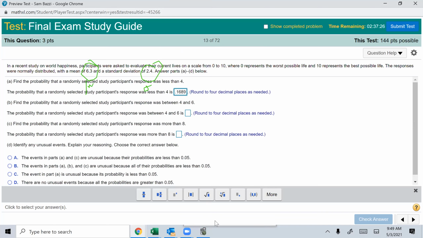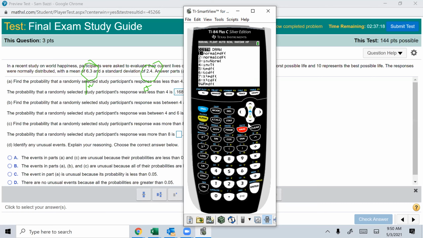Next question. What's the probability the randomly selected study participant's response was between 4 and 6? That should be very straightforward, guys. Normal CDF, 4 and 6. And by the way, guys, there are 70 questions here. Don't expect the final exam to be that long. This is a review, a study guide, so it has more questions than the exam. So we said 4 and 6. And enter. Your answer is 0.2813. Make sure to round it properly, guys.